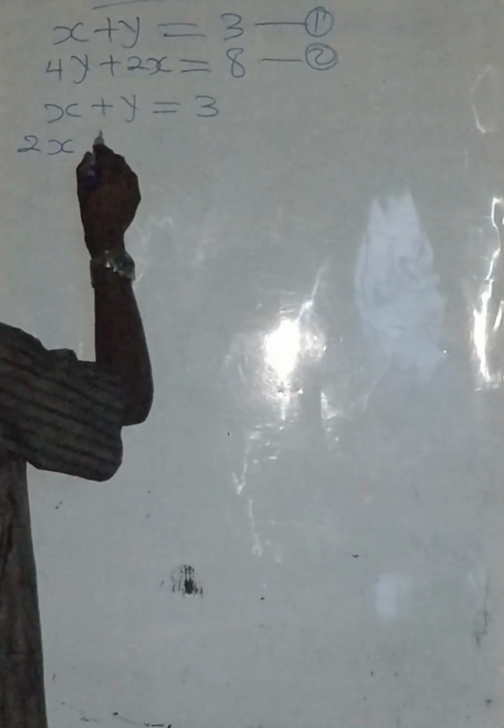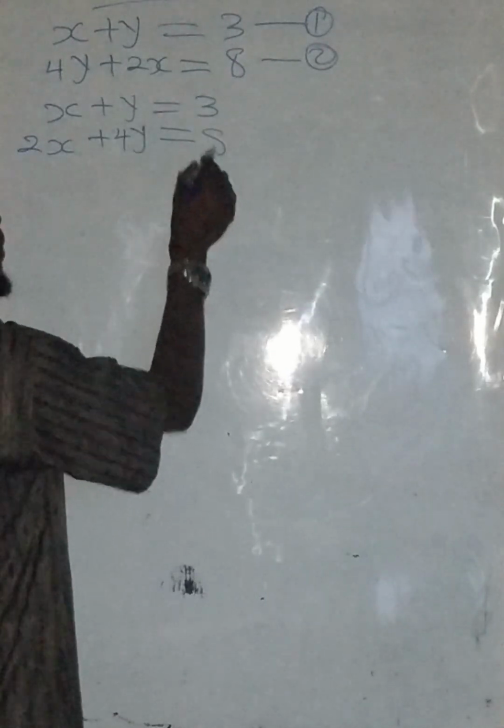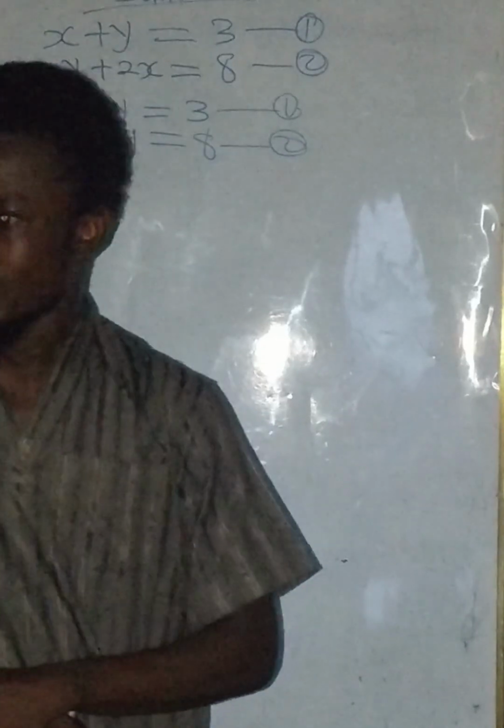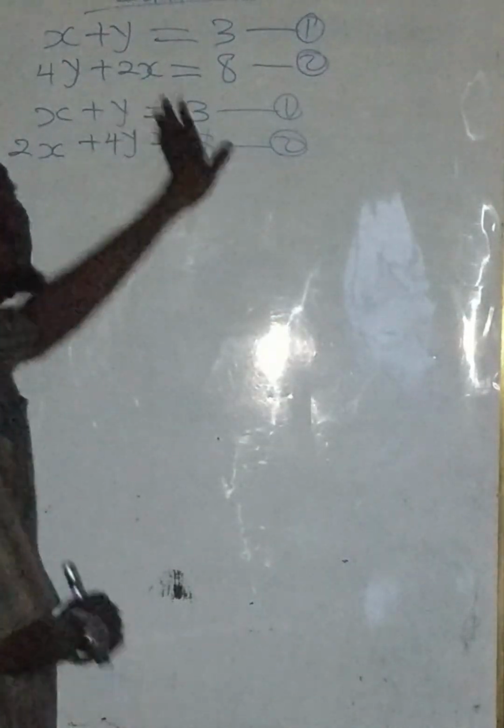We have 2x plus 4y equal to the constant 8. So this is equation 1 and this is equation 2. But we have to use the elimination method, so you can eliminate any one. You can eliminate x or you can eliminate y. Which one do you want me to eliminate? x. Now how can you eliminate x here?